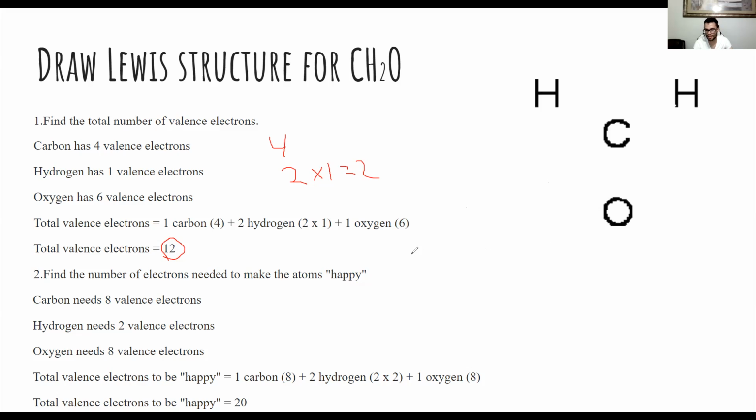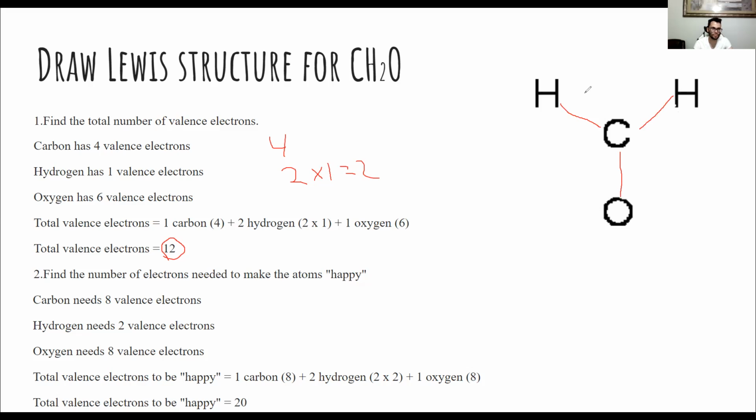So the second step is to find how many electrons each of these atoms needs to be happy. Hydrogen only needs 2 valence electrons. Hydrogen always needs 2 valence electrons. That's why we put them on the ends of the molecules. Oxygen needs to fulfill the octet, and the carbon needs that too. So after we know that, we start to connect them by single bonds.